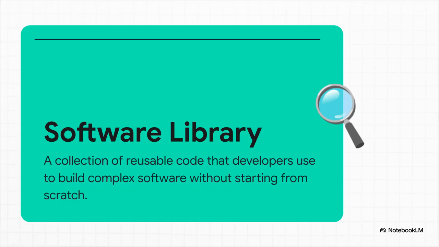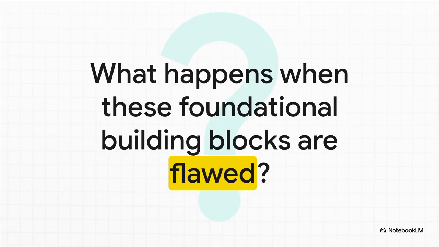And that's super efficient, right? But what if one of those essential Lego bricks is weak? A single vulnerability in a library like OpenSSL doesn't just mess with one app. It can put millions, literally millions of systems at risk. So you can imagine, finding these flaws is one of the most critical jobs in all of cybersecurity.